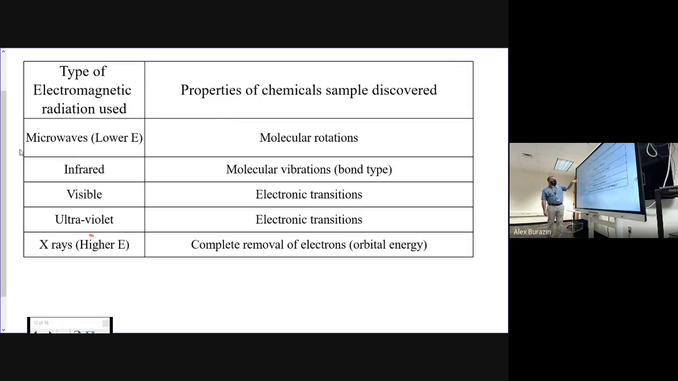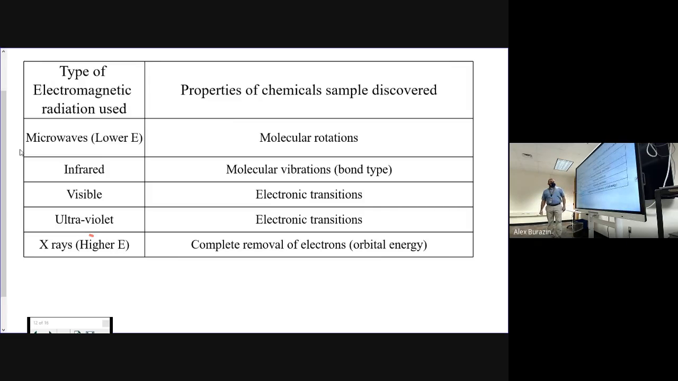If you hit a chemical sample with microwaves using a microwave spectrometer, which is an instrument, what you can determine are the different types of molecular rotations. Microwaves can detect rotation of chemical bonds. If you hit the same sample with infrared electromagnetic radiation, you determine molecular vibrations. Single bonds, double bonds, and triple bonds vibrate with different energies. And using infrared, you can determine what type of bond you might have in a chemical sample.